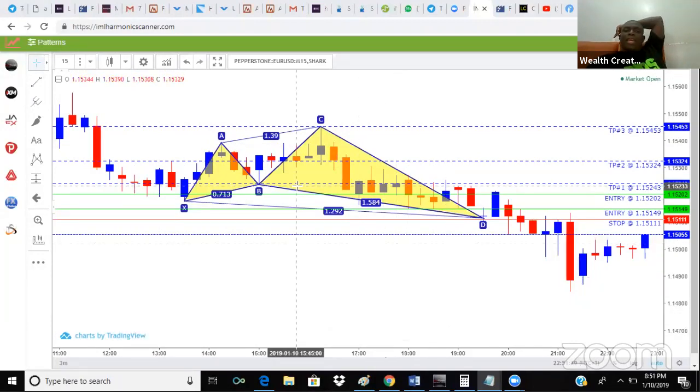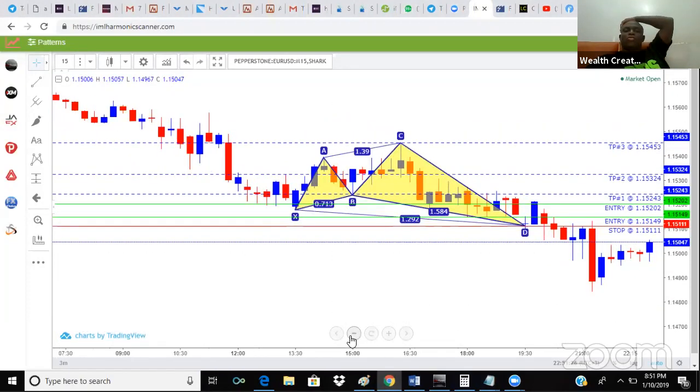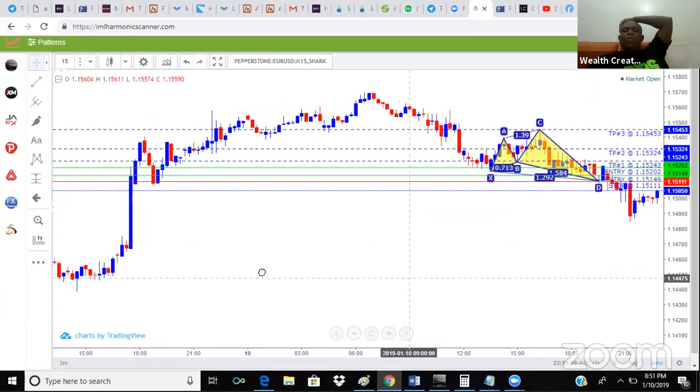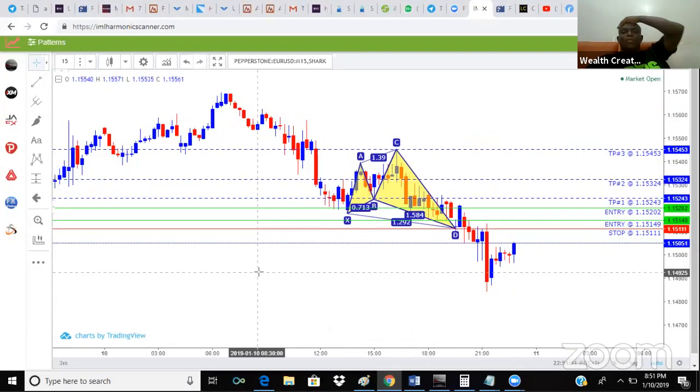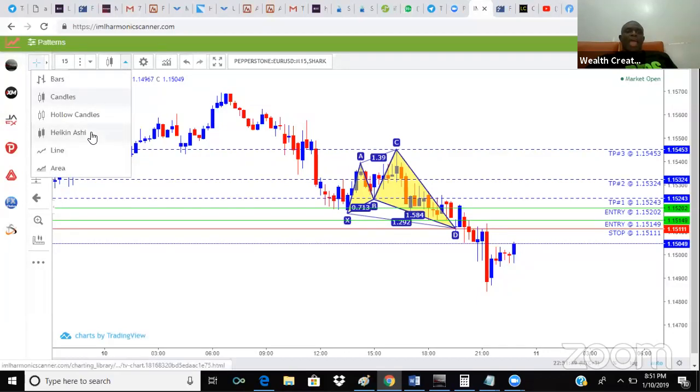So I want to bring in a kind of candle that allows us to see the market momentum. And the candle is called a Heikin-Ashi candle. So I'm going to change this candle.